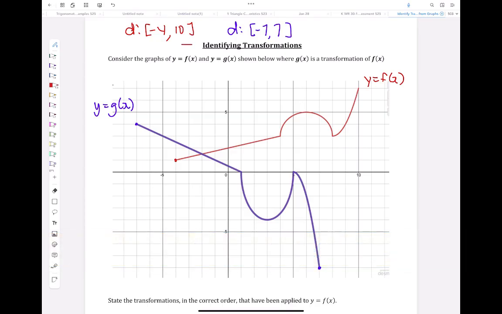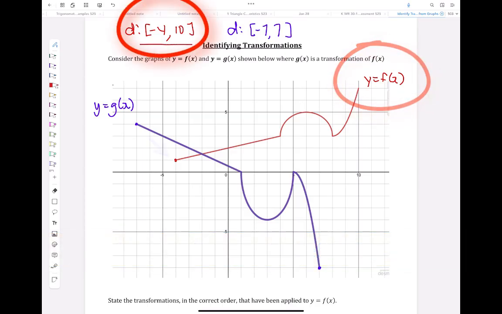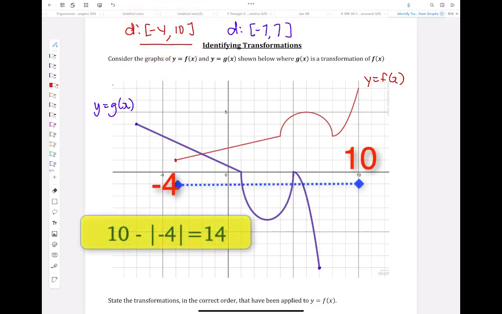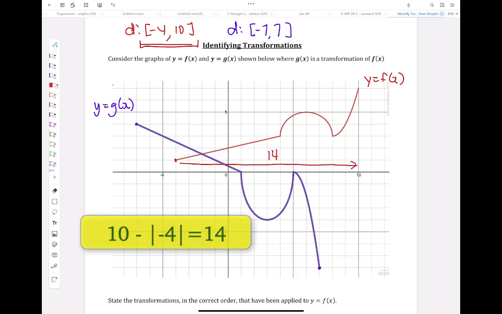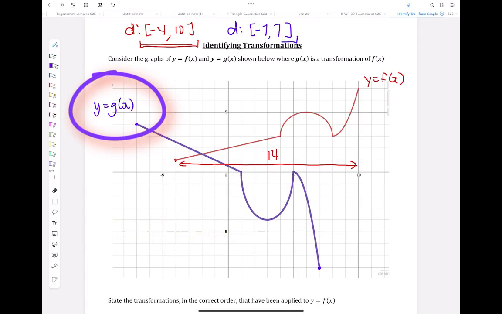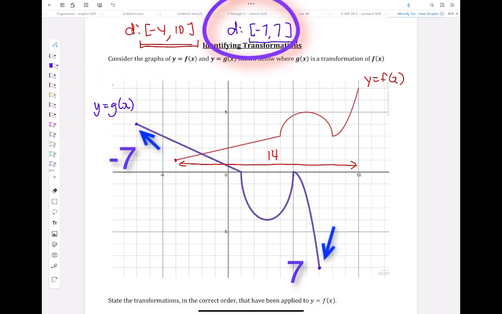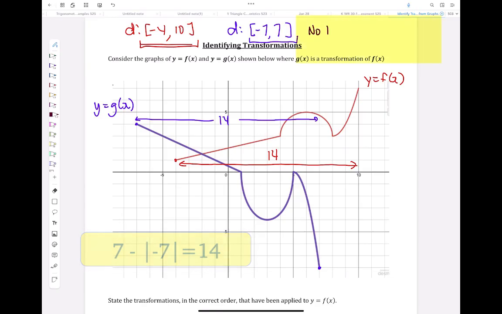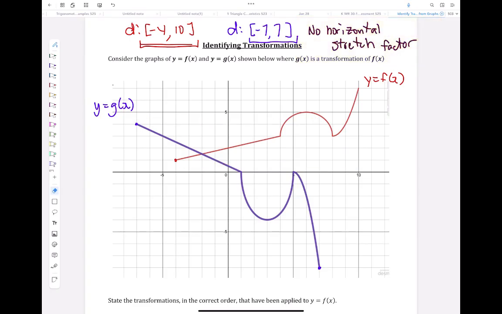So what I'm going to do is consider my domain of f(x). If I start at -4 and I span all the way over to 10, I can see that this whole graph is going to take up a length of 14. Or you could just look at this and see that it's 14 units wide. Likewise, if I take a look at g(x), I can see -7 to +7. I can see pretty quickly that's going to be 14 as well. So what does this tell me? By comparing the domain of the two, I can see that there has been no horizontal stretch factor about the y-axis. Perfect.